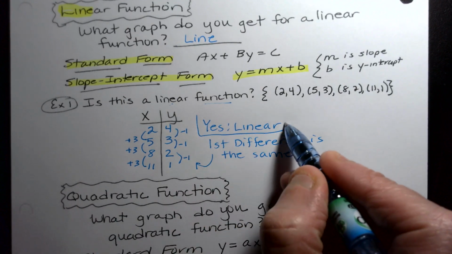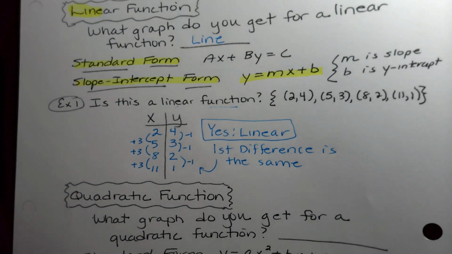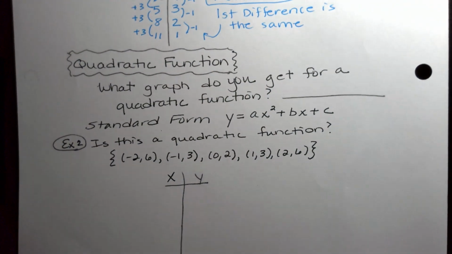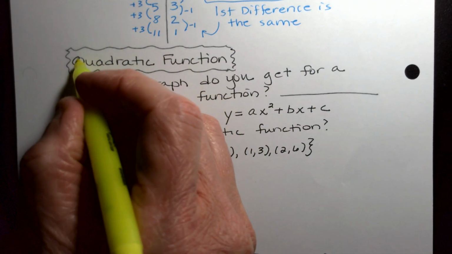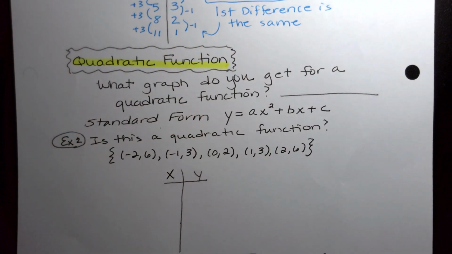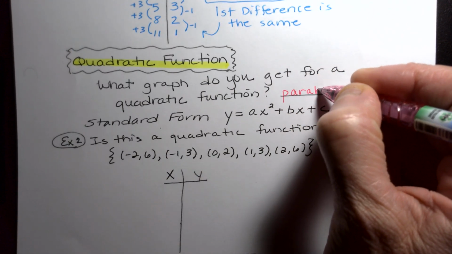So that is all review. We have done that before, and we spent a lot of time on that kind of stuff. Now we're switching gears. We are now moving into quadratic functions. Quadratic. So do you know what kind of graph you get for a quadratic function? Well, you get what's called a parabola.